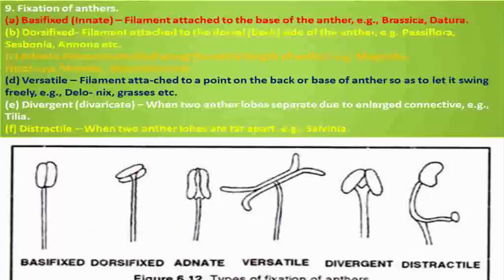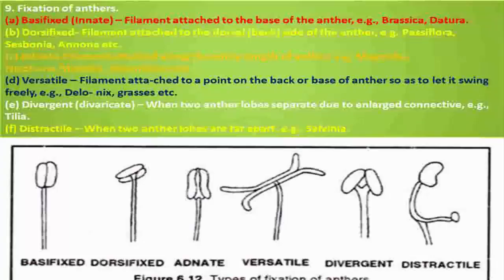See, this is basifixed. In this basifixed, it is also known as innate. In this, filaments attached to the base of the anther. This is basifixed, in which the filament is attached to the base of the anther. See, this is the anther and it is the base of the anther. So filament is attached to the base of the anther. It is seen in Brassica and Datura.